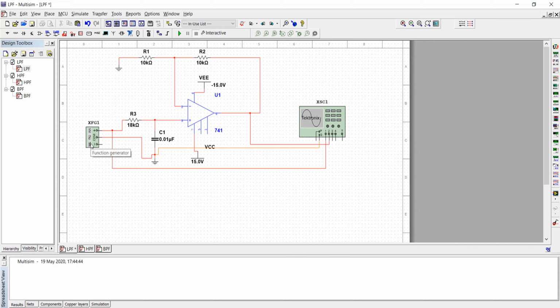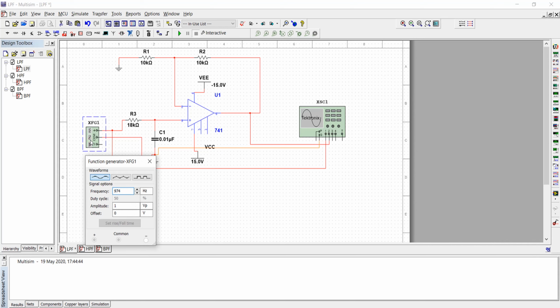One another important thing is that we are using a function generator. If I double click on this function generator, it provides three different types of signals: a sine wave, a triangular wave and a square wave. Here frequency is a variable part, as we can see. I will set it to nearly 50 hertz for this case.